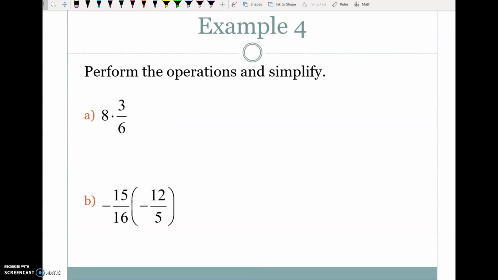The weird thing about this is that the first one isn't a fraction. We've kind of dealt with this already, but when one of the numbers isn't a fraction, it's just over 1. So you can rewrite it as the number over 1. So this is 8 over 1 times 3 over 6. 8 times 3 is 24. 1 times 6 is 6. When you simplify that, 24 divided by 6 is 4.